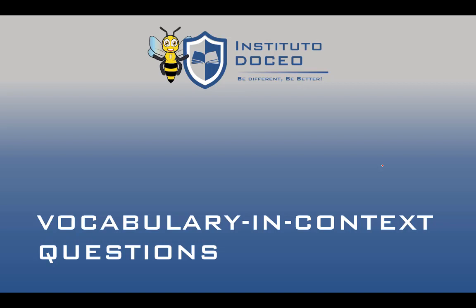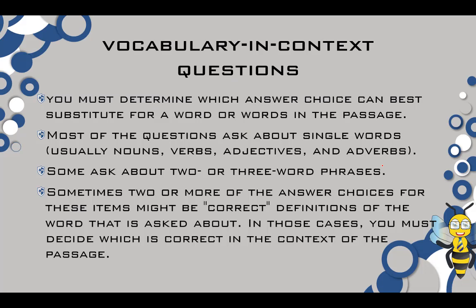Now, vocabulary in context questions. To answer these questions, you have to substitute a word or words in a passage so you can understand it. You must determine which answer choice can best substitute for a word or words in the passage. So the answer choices are words that can substitute a word in the reading. Most of these questions ask about single words, normally nouns, verbs, adjectives, or adverbs. Some ask about two or three word phrases. And sometimes two or more of the answer choices might be correct definitions of the word that is asked about. In those cases you must decide which is correct in the context of the passage.